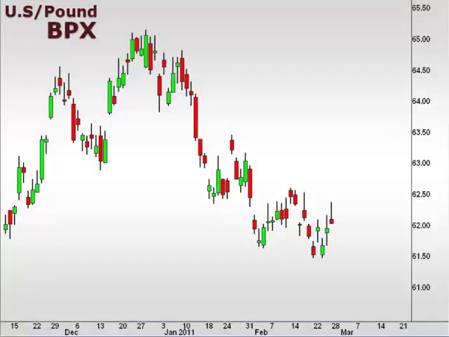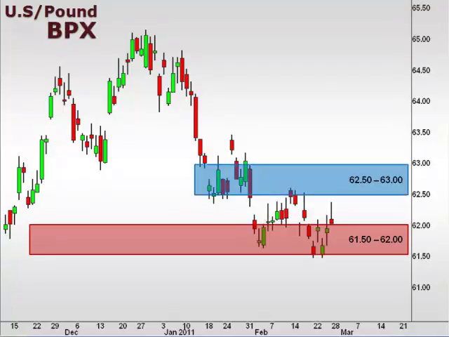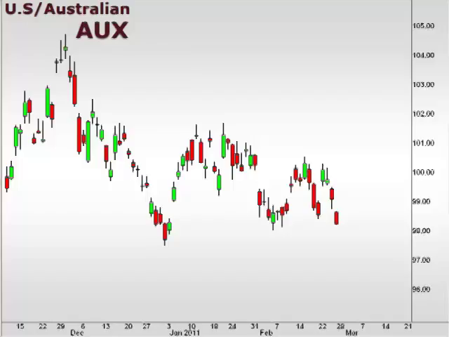Let's take a look at the U.S. dollar versus the British pound as seen here in the ISE FX options pair value, the BPX. Now, the BPX bounced off of the 61.5 level, but continues to trend lower. We do need to see a break above 62.5 to lend credibility to a change in direction. Until we see that, we'll expect the pair to consolidate within that 61.5-62 range.